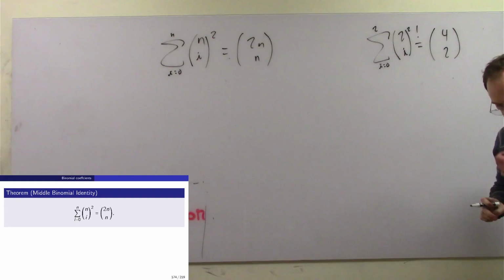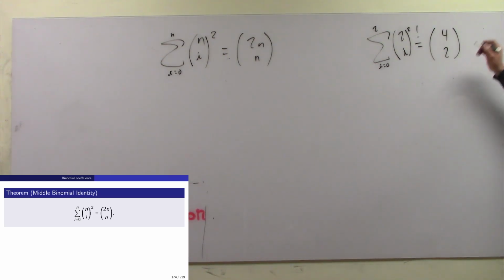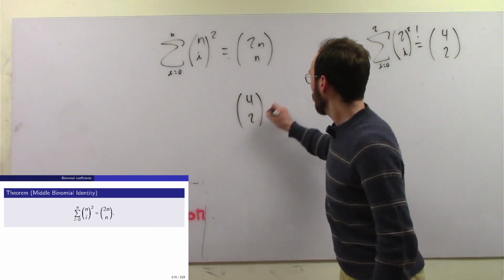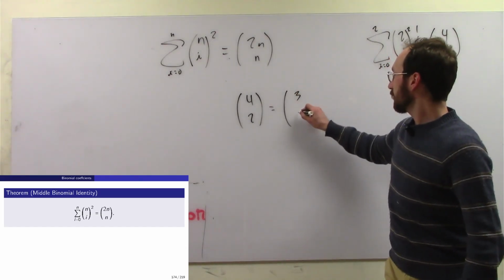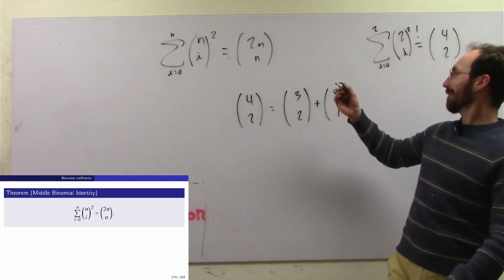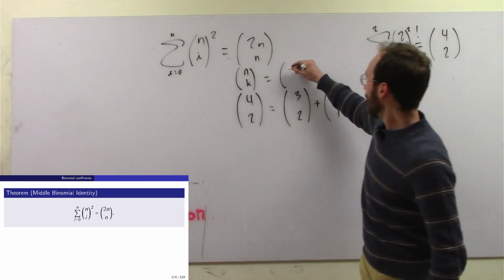Okay. Well, let's see. What do we want to do first? Let's do the right side. So 4 choose 2. I know what we can do here. 4 choose 2, that's the same as 3 choose 2 plus 3 choose 1. Let's just write that here. That's just Pascal.